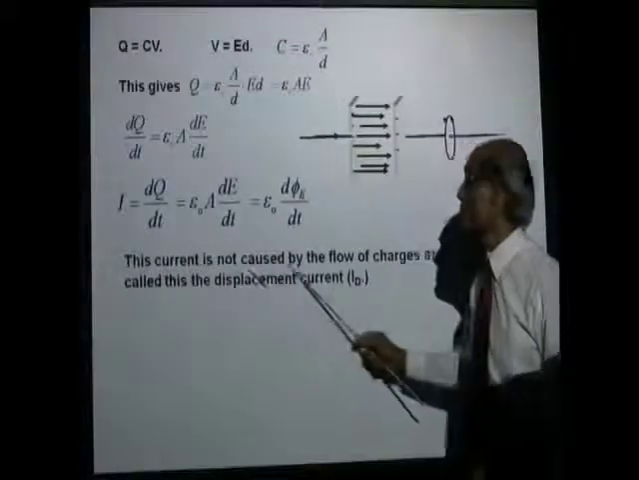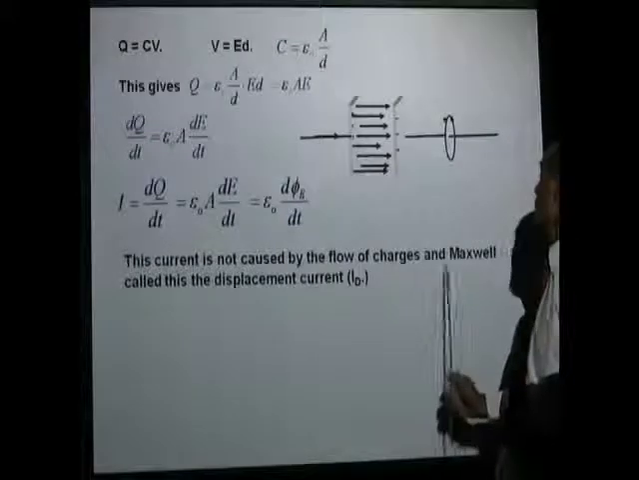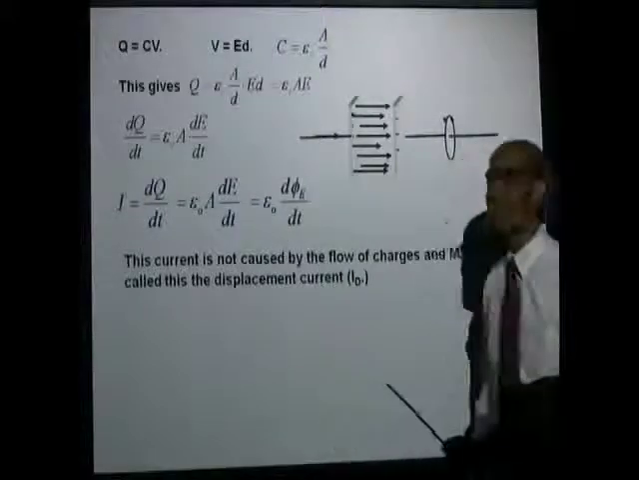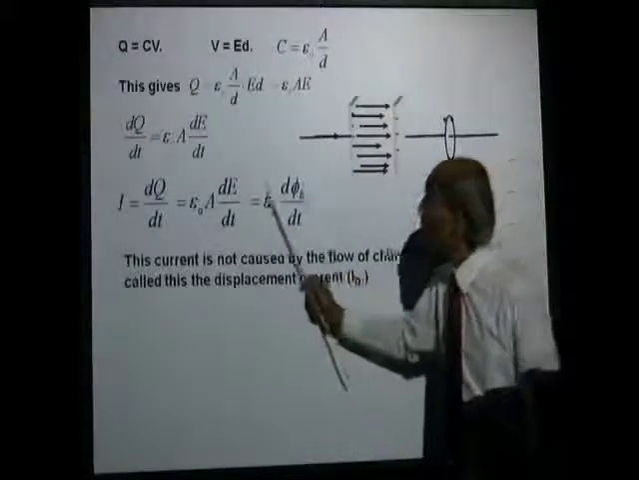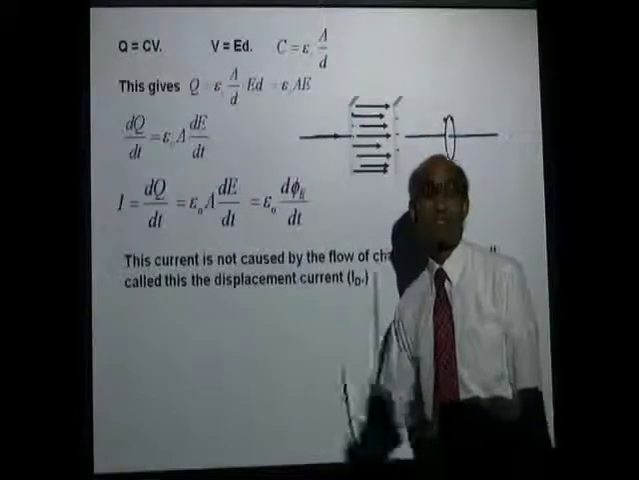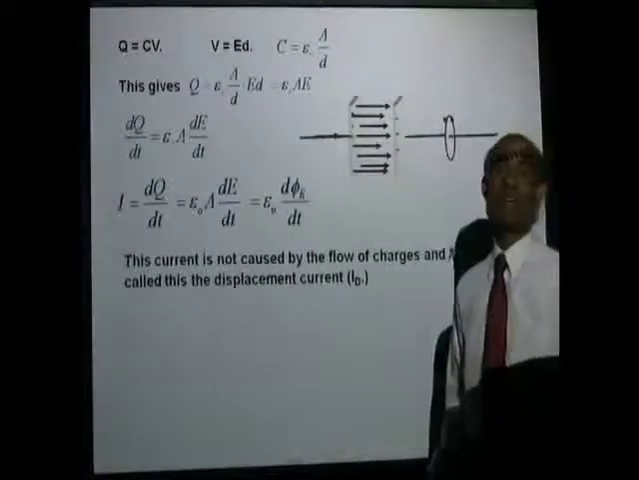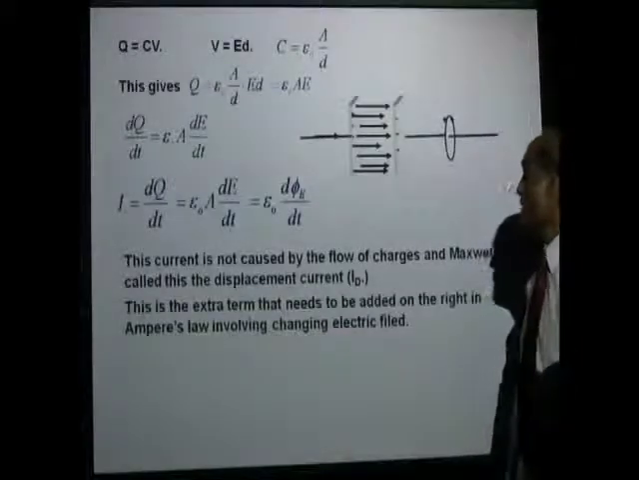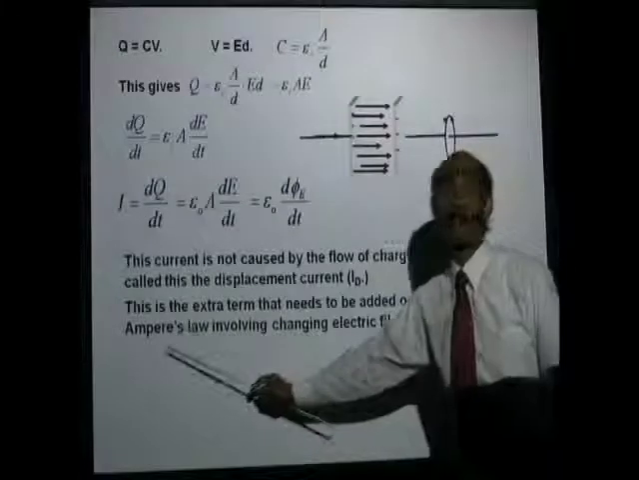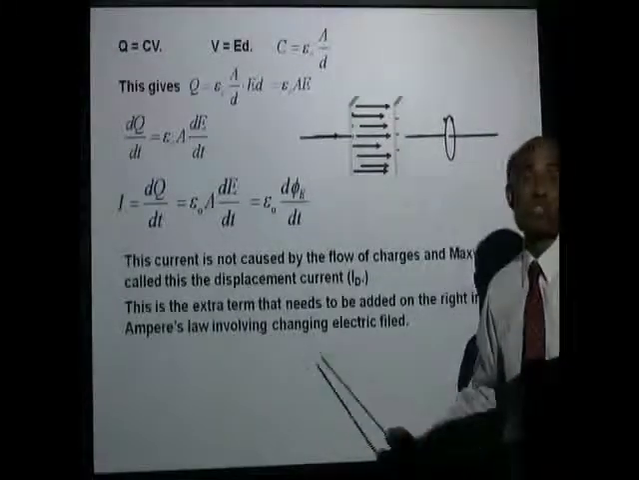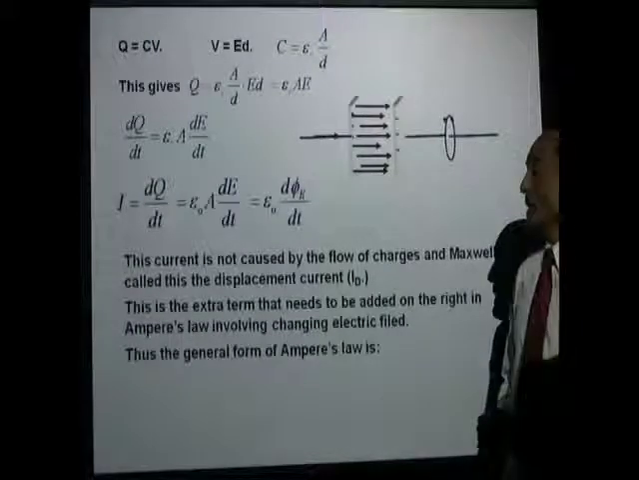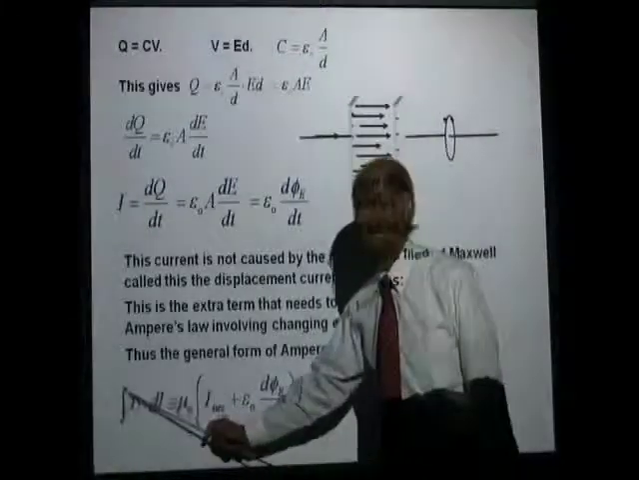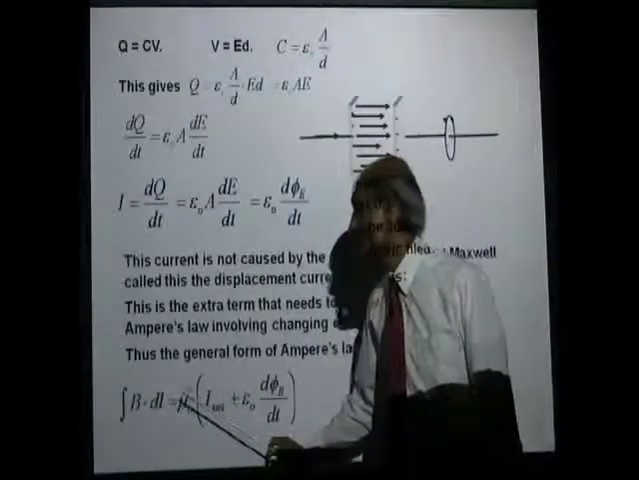Now, this current is not caused by the flow of charges, and Maxwell called this current the displacement current. And it is this quantity that Maxwell said should appear on the right side of that fourth equation. So this is the extra term that needs to be added to the right side of the Ampere's law involving changing electric field.